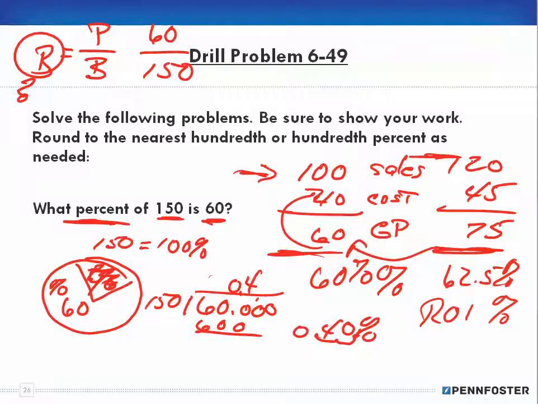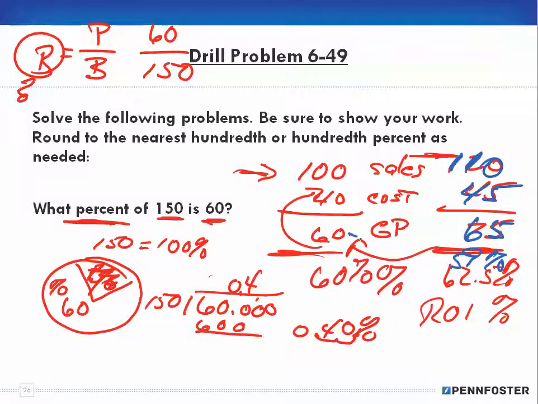Okay, but let's change that scenario and make this 110 instead. I'll keep this at 45, and let's see what happens. So I end up with 65 from 110, and 65 divided by 110 gives me 59%.